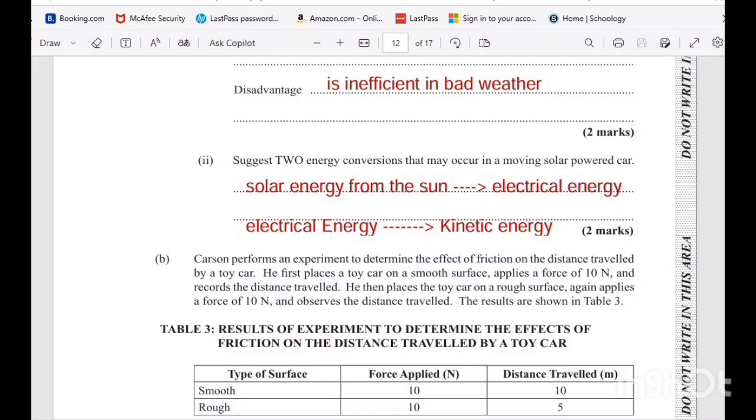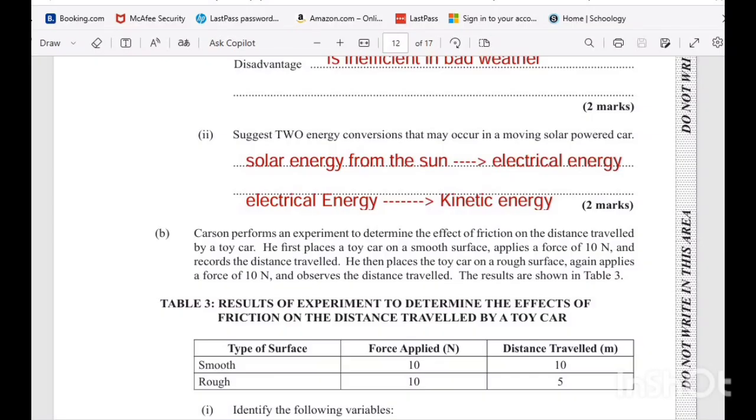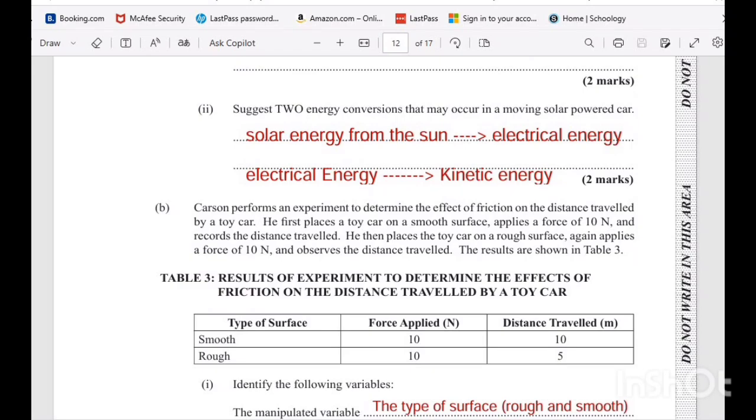The results are shown in Table 3. The results of the experiment to determine the effects of friction on the distance traveled by a toy car. Identify the following variables: the manipulated variable, the type of surface, which is either rough or smooth. Remember, a manipulated variable is basically the two conditions which are being tested.